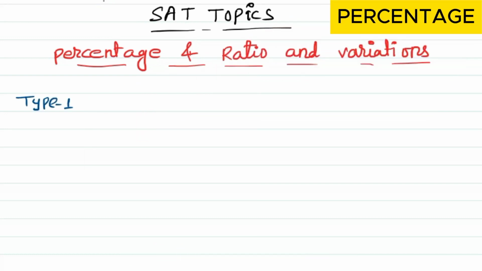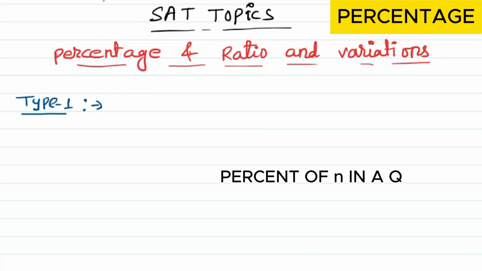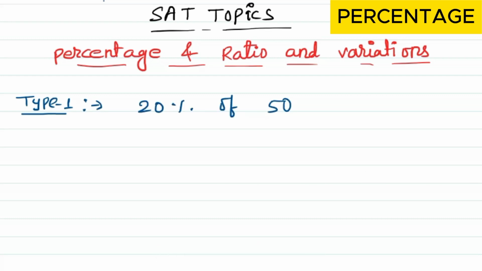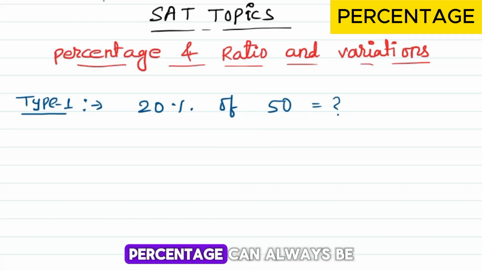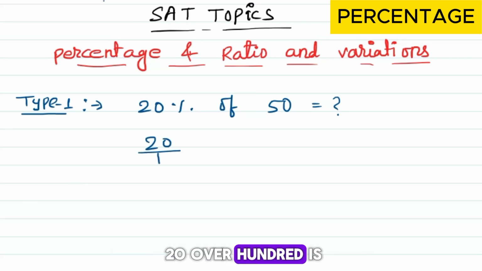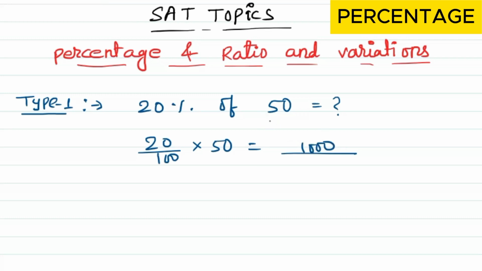Type 1, where we need to find the percent of any quantity. Like 20% of 50 is equal to what? That means we need to find the 20% of 50. This one is simple. One thing you have to remember, percentage can always be replaced by 1 over 100. So we'll be getting 20 over 100 times 50, equal to 1000 divided by 100. So that is equal to 10.